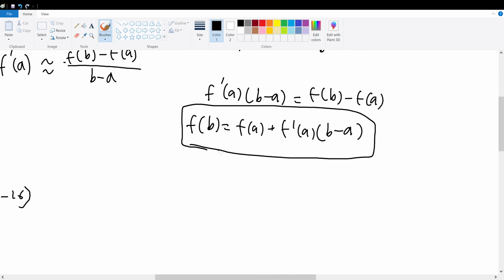And in future videos, we'll be applying certain examples that will help us better understand Euler's method more conceptually. But that is the proof of Euler's method.